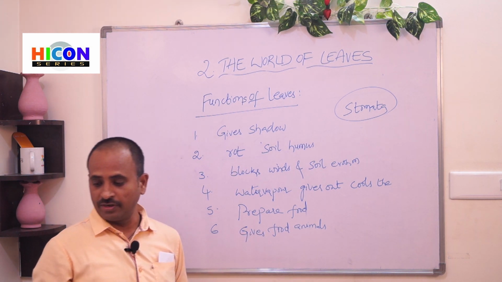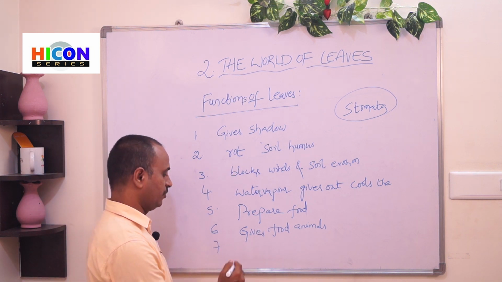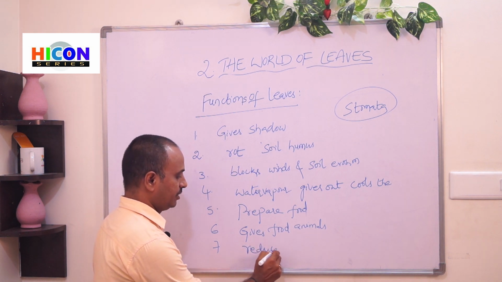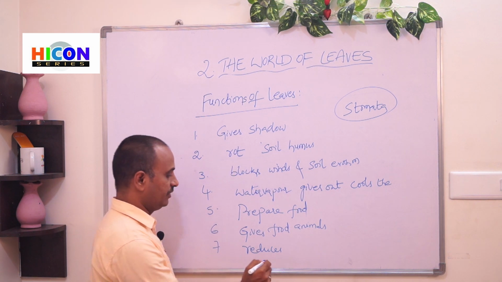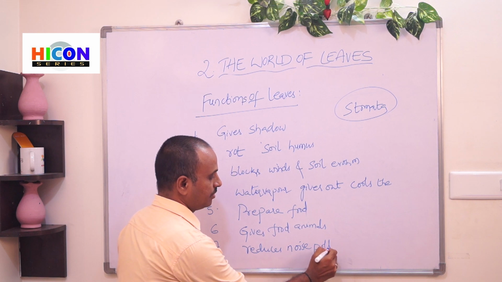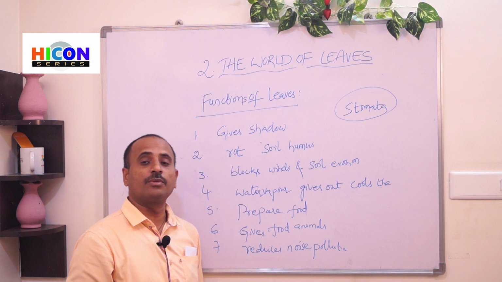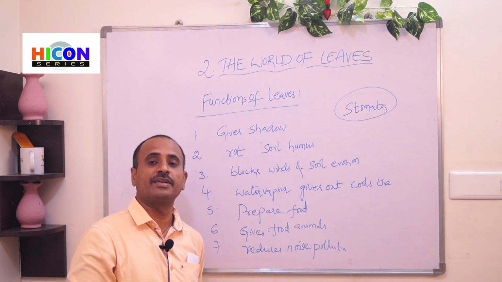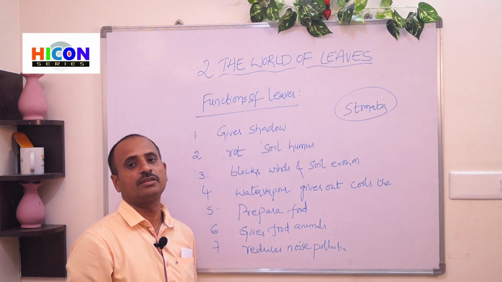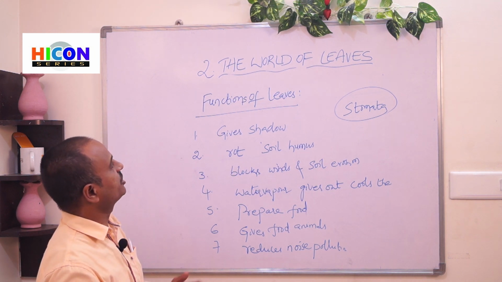And another function is that they absorb the noise in our surroundings and reduce noise pollution. So how do they reduce noise pollution? They absorb the noise and disturbances present in our surroundings and reduce the noise pollution. So these are some functions of the leaves.